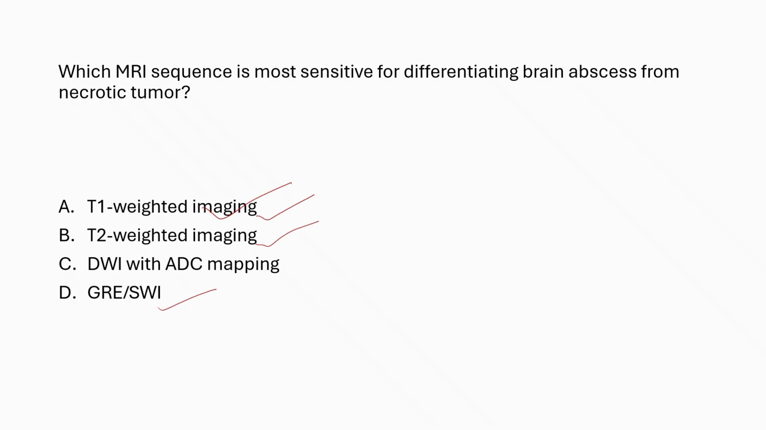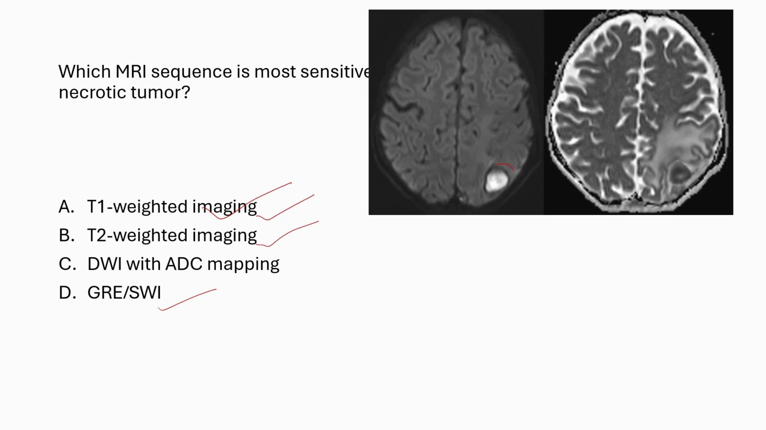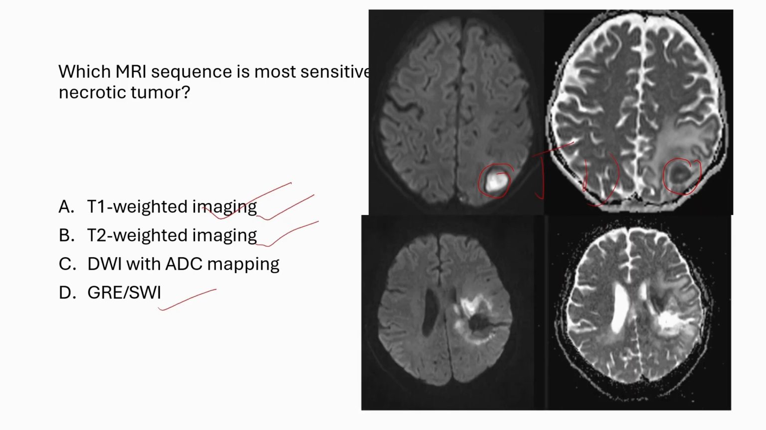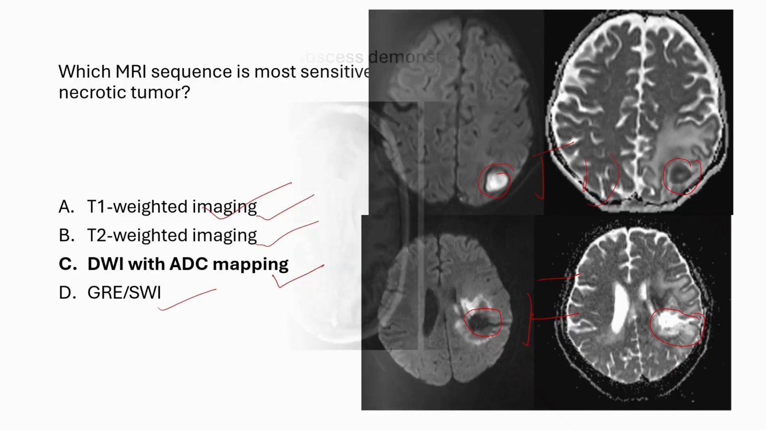So let's see the image. In this image there is a diffusion restriction. This central area is hyperintense in DWI, whereas low in ADC. This is true diffusion restriction. Whereas the next image is showing DWI with low signal intensity and ADC with high signal intensity. So this is called facilitated diffusion. In abscess, there is true diffusion restriction, whereas the necrotic tumor can show facilitated diffusion. DWI with ADC mapping is the correct answer.